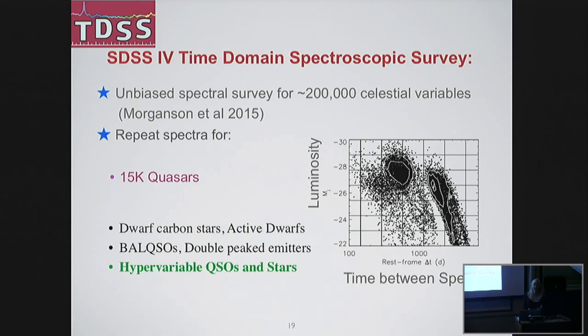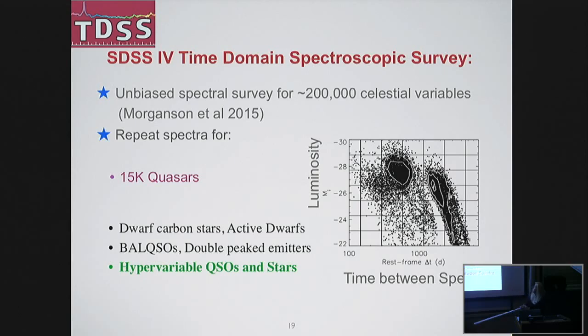So this is an eBOSS subprogram where we're obtaining optical spectra for all variable sources selected based on variability. Not all variable sources, but to our allowed limit. And this also includes a program for repeat spectroscopy. There's a region of the sky where we'll obtain another epoch of spectroscopy for 15,000 quasars.